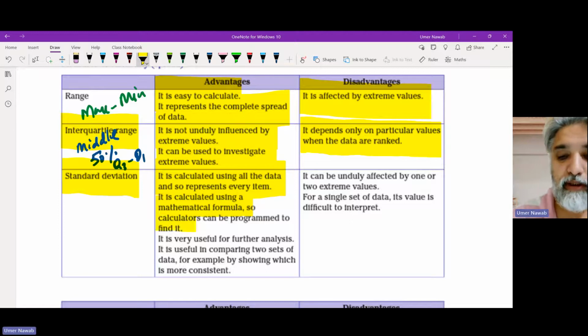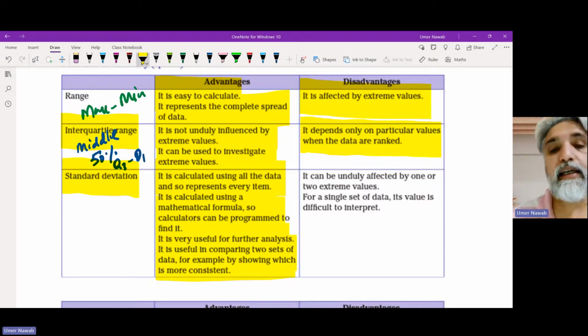There is a mathematical formula for it. That's also a plus point behind standard deviation. It is very useful for further analysis. As I said, if we want to find some more useful measures about the data or the comparison of the data, standard deviation is also a helpful tool.